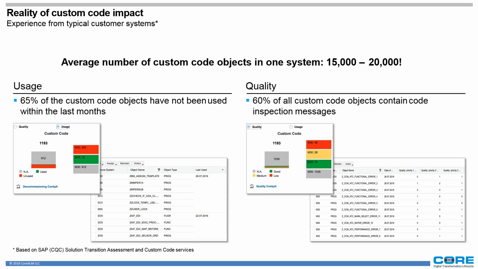What this allows you to do is really get visibility into how much custom code you have, what percentage of it you are using, what the quality of that code is, and whether there is standard SAP code that has been released since you implemented this custom code. So it gives you an opportunity to decommission custom code you want to avoid.